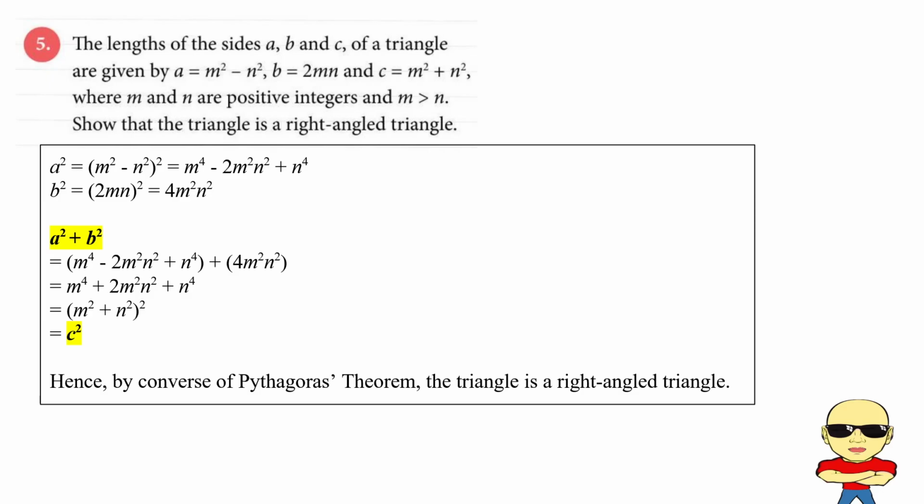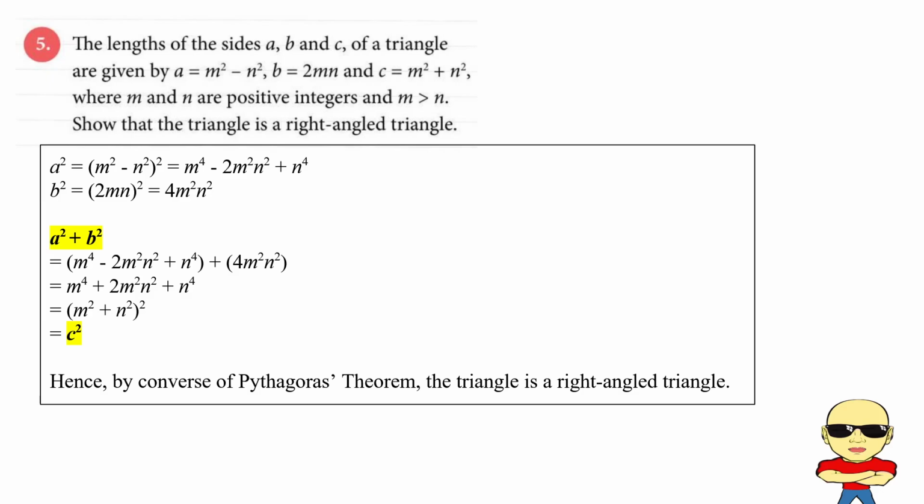What we can do is to find the squares of a, b, as well as c. Then we can add the squares of a and b, so we get a square plus b square, and see if they are equal to c squared, right? So a squared, if we were to square it, we have m square minus n square, the entire expression squared. So using the expansion of quadratics, we managed to get m^4 minus 2m square n square plus n^4. b squared is 2mn, the entire expression squared, so we have 4m squared n squared.